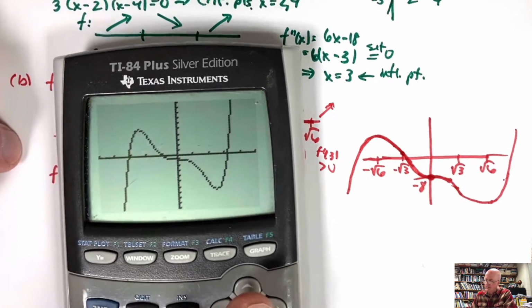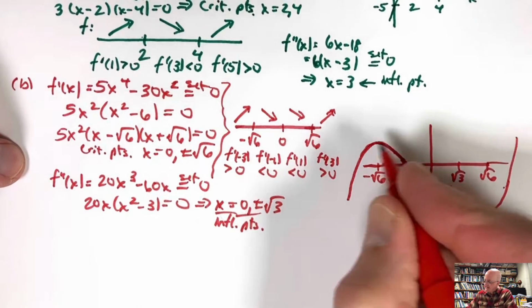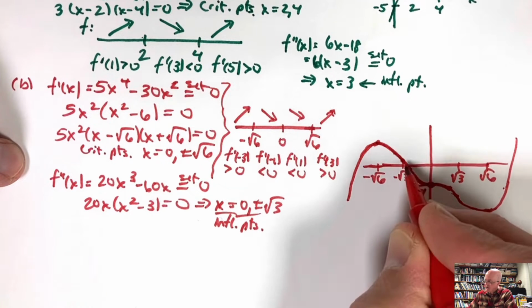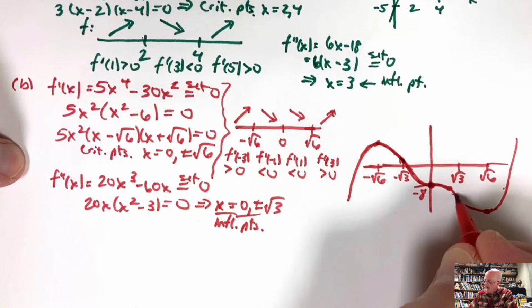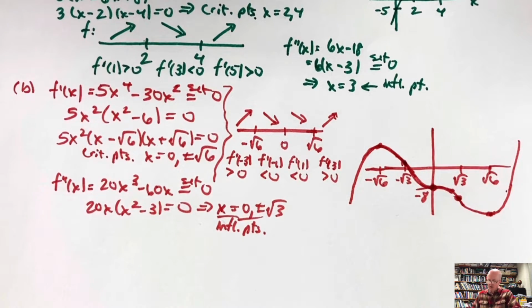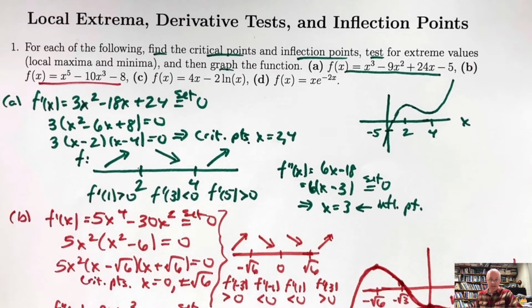So that's the graph for part B. Local max here, local min here, neither there. Inflection points here, here, and about here or so. All right, part C now. C and D go a little quicker.